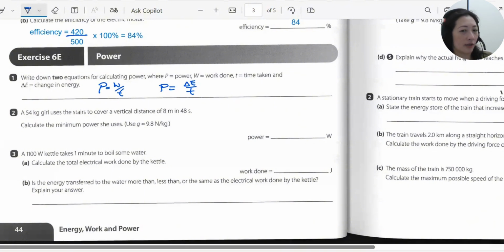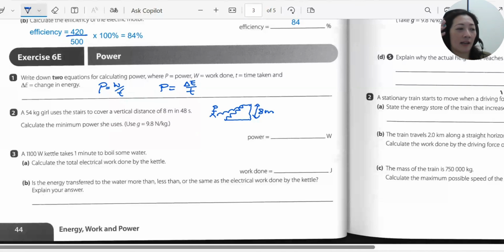So question 2 says, all right, a 54 kilogram girl uses the stairs to cover a vertical distance of 8 meters in 48 seconds. Calculate the minimum power she uses. So how to solve this? They told you that she uses the stairs. So how you can visualize this is, let me draw it this way. So these are the stairs. Okay, so the vertical height here is 8 meters, and this girl is moving up. Okay, the girl's very big, I know. So imagine she's moving up the stairs.